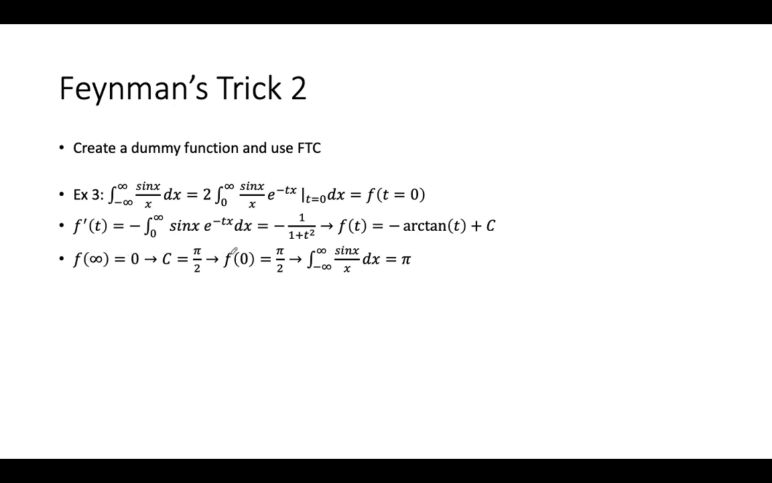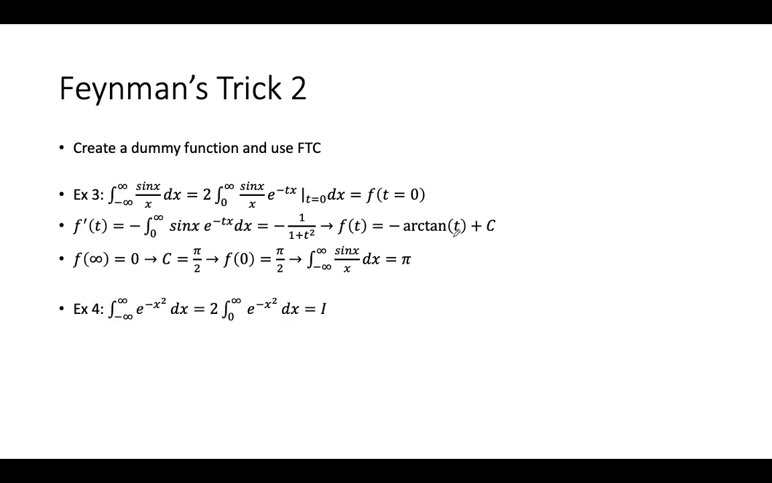So that tells us that c is pi over 2, because arctan of infinity is pi over 2. So f of 0 is pi over 2. That tells us that this integral is pi, because it's twice pi over 2, so it's pi. And f of 0 is pi over 2, because arctan of 0 is 0.